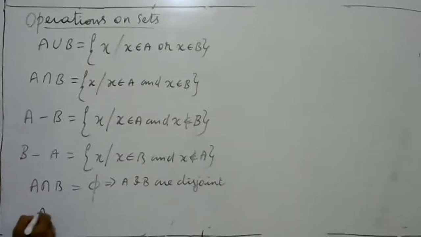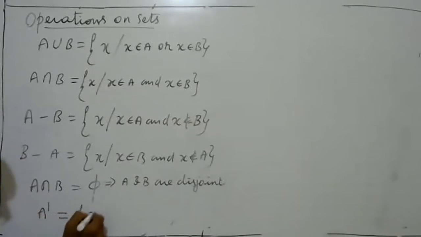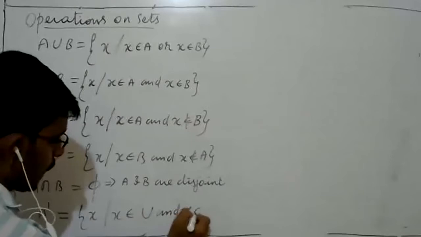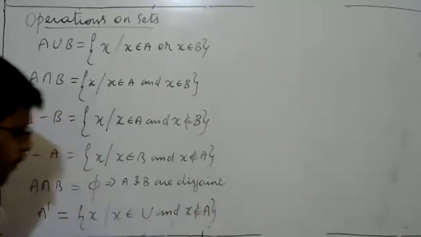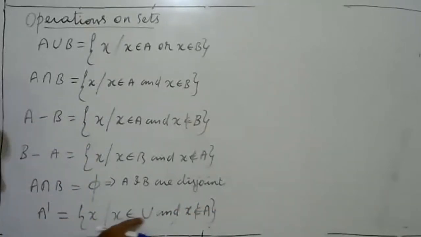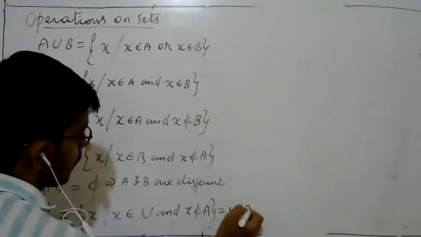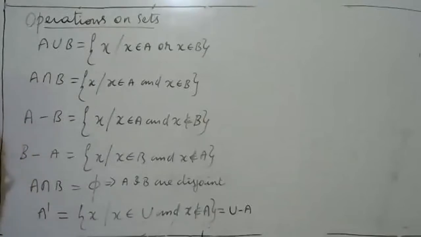The last one is A complement. What is A complement? The set of all x where x belongs to U, the universal set, and x is not in A. That means A complement is U minus A. This is your A complement.